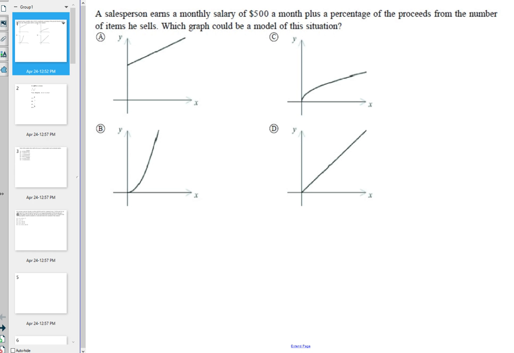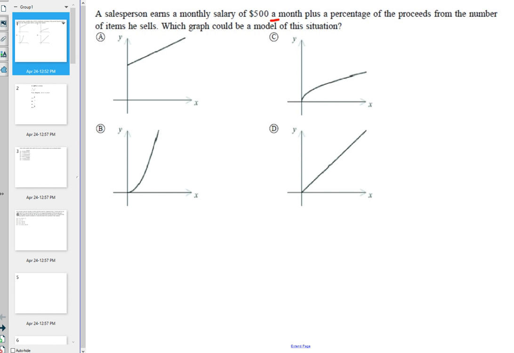There should not be a lot of calculations, thus we should get through them pretty quickly. The few that do have some calculations are very basic elementary ones that can be done in your head. So here, a salesperson earns a monthly salary of $500 a month.